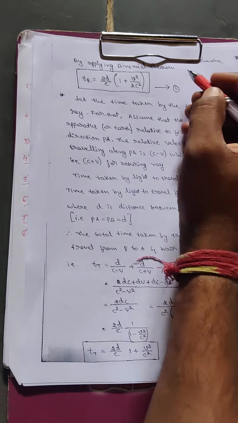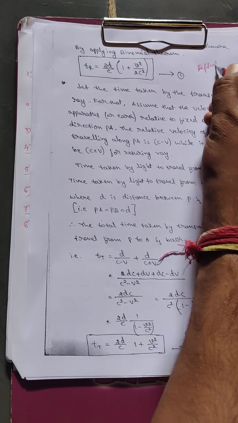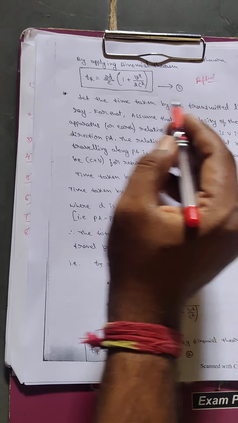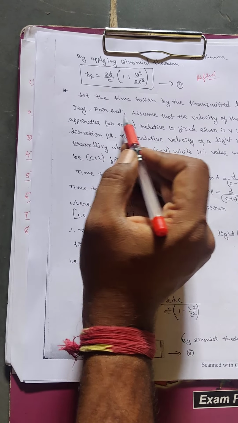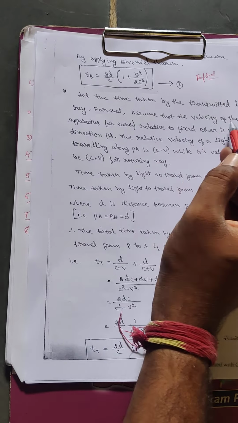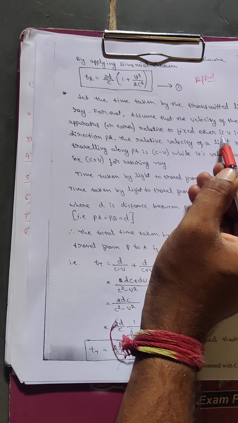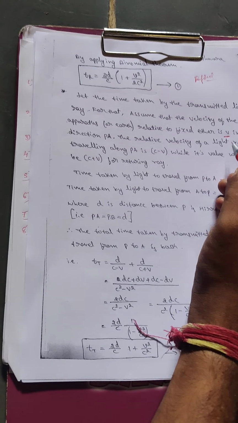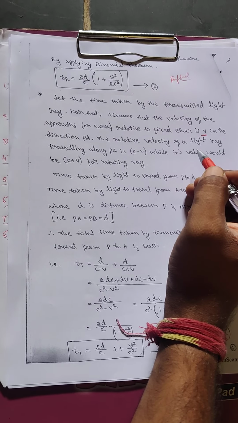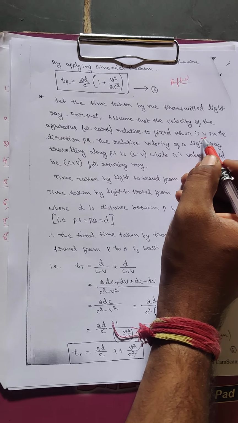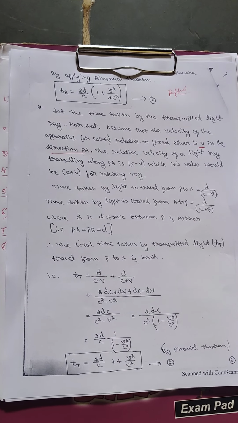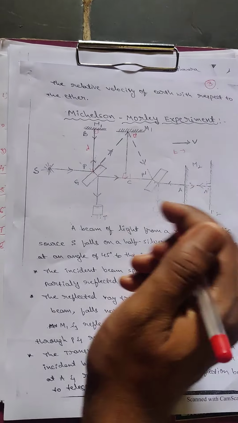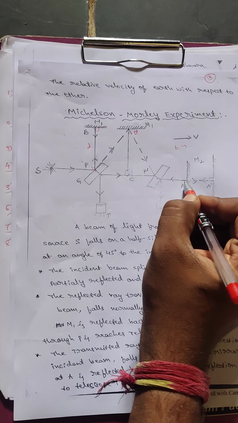So we have calculated the time taken by the reflected ray. Now let us find the time taken by the transmitted light ray. For that, assume that the velocity of the earth relative to the fixed ether is V. The relative speed of the earth relative to the ether is V in this direction PA, in this direction P to A and A to P.